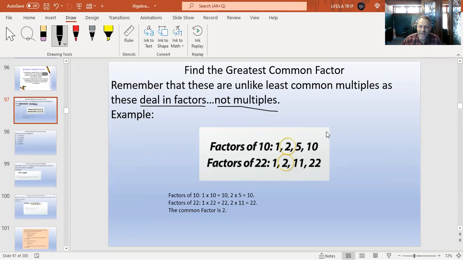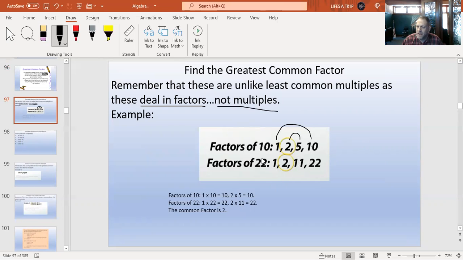All right, so factors of 10. We're looking at 1 times 10 is 10, and 2 times 5 is 10. Or you can look at it 1 into 10 is 10, 2 into 10 is 5, and 10 into 10 is 1. And this should be the complete list of all the factors of 10.